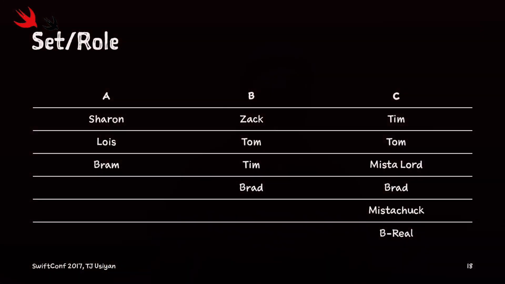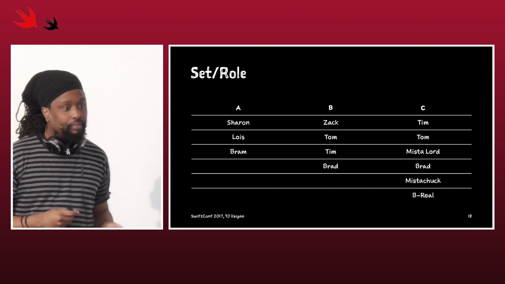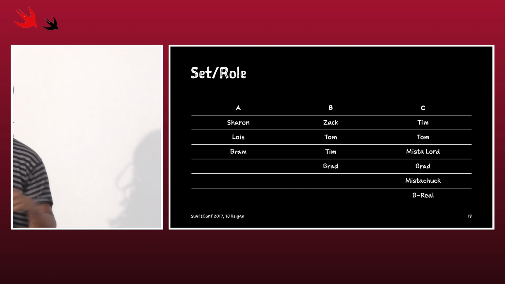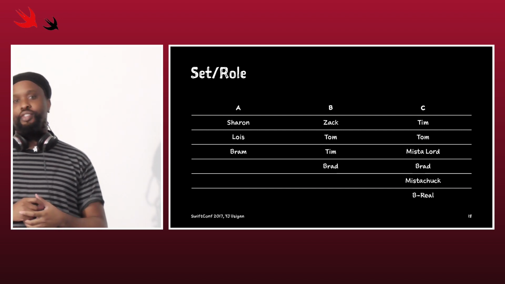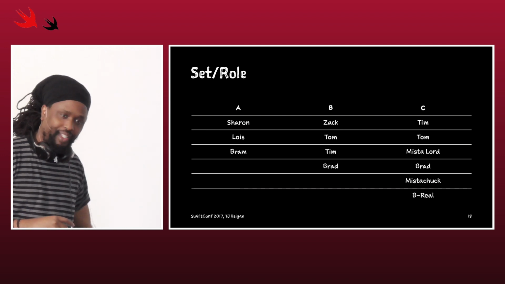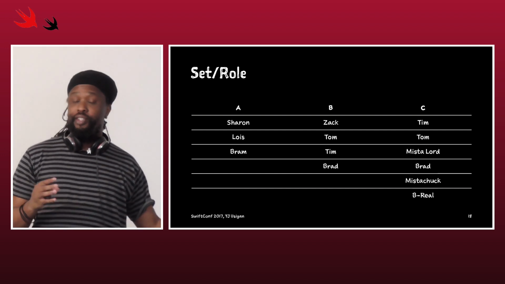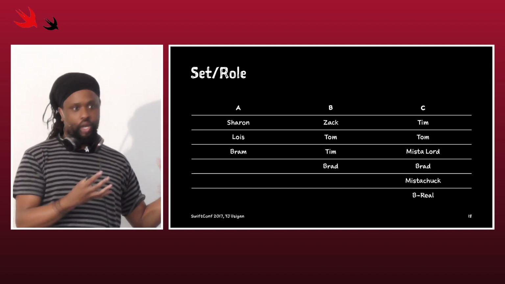So we're going to look more at that in a moment, but now let's talk about modeling, say, sets, like I said. We have this idea of a set, and we have 3 sets here. Sharon, Lois, Bram is in set A. Zach, Tom, Tim, and Brad are in set B. Tim, Tom, Mr. Lord, Mr. Chuck, Brad, and Be Real are in the last column. Just so that you're not puzzling this out, Sharon, Lois, and Bram is, well, Sharon, Lois, and Bram, that's the name of their band. And we have Rage Against the Machine, and then we have Prophets of Rage. But with these 3 sets, we can actually talk about some set math.